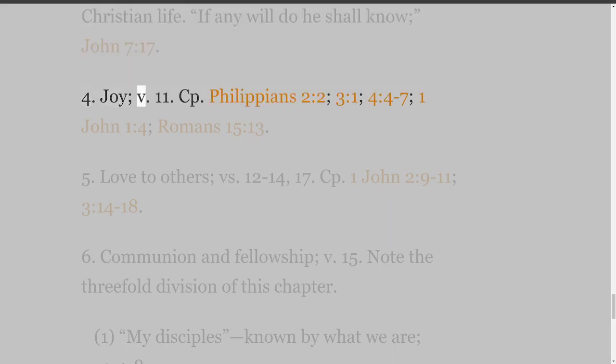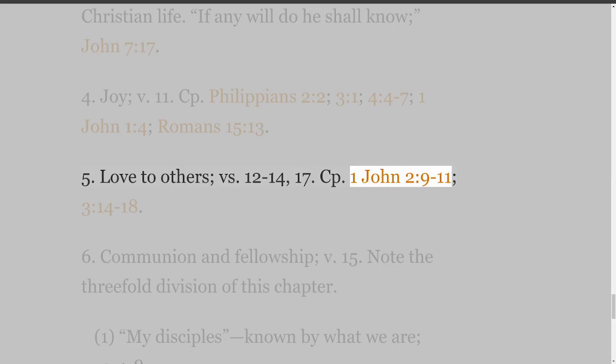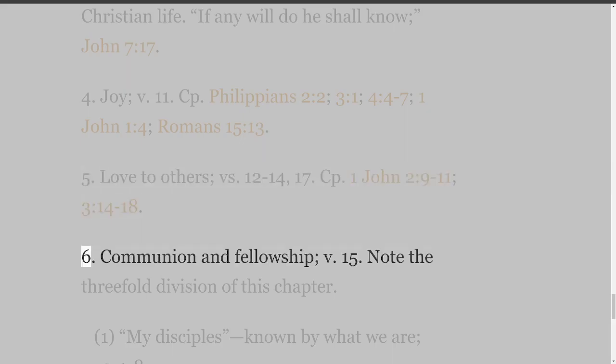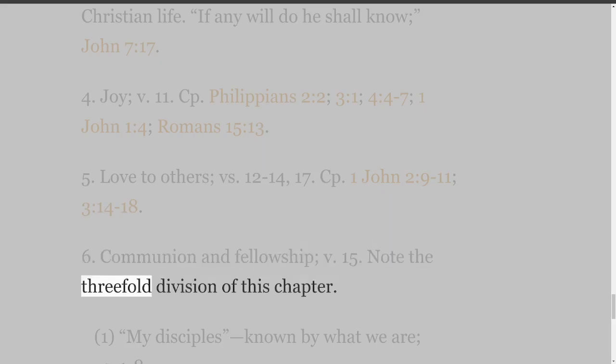4. Joy, verse 11. Compare Philippians 2:2, 3:1, 4, verses 4 to 7, 1 John 1:4, Romans 15:13. 5. Love to others, verses 12 to 14, 17. Compare 1 John 2, verses 9 to 11, 3:14-18. 6. Communion and fellowship, verse 15. Note the threefold division of this chapter.